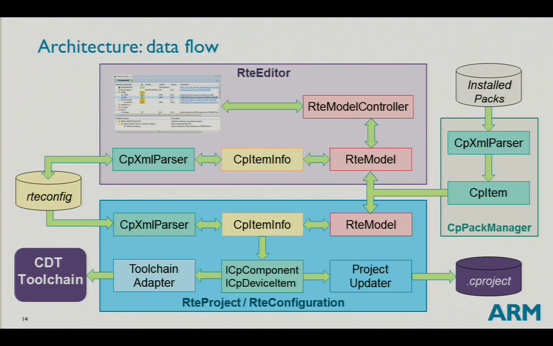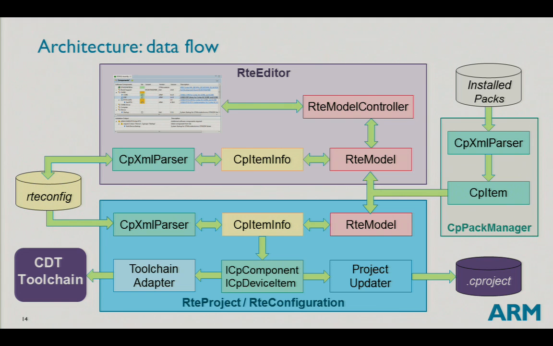So to add it to the project, we read the configuration file, so read the info, feed it to the model, which requests and collects all required information from the installed packs, and through the controller communicates to the GUI. As soon as we are done with editing it, it all saves to the configuration file.